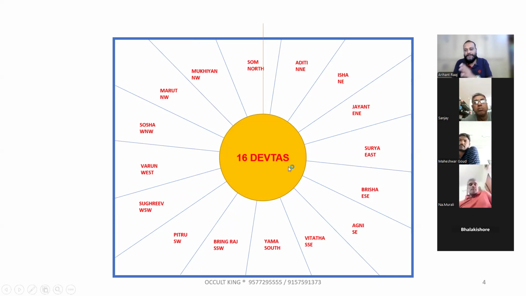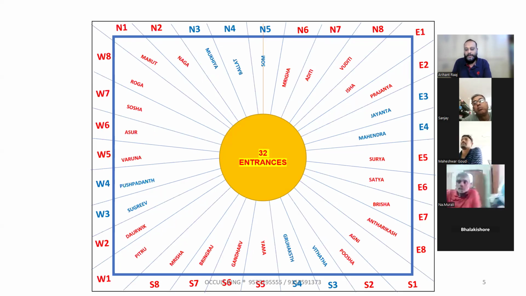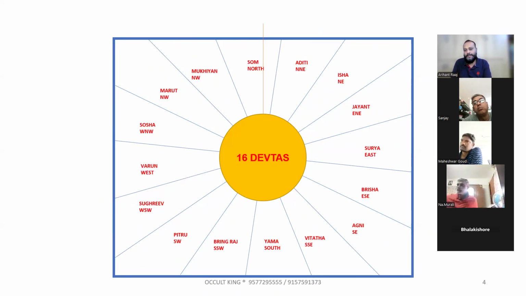For the north direction, the devata responsible is Soma. For the northeast direction, Atithi is the devata which is responsible. We will see what attributes each will give, but anyway, I will tell you here itself now. Soma will give you money and opportunities.